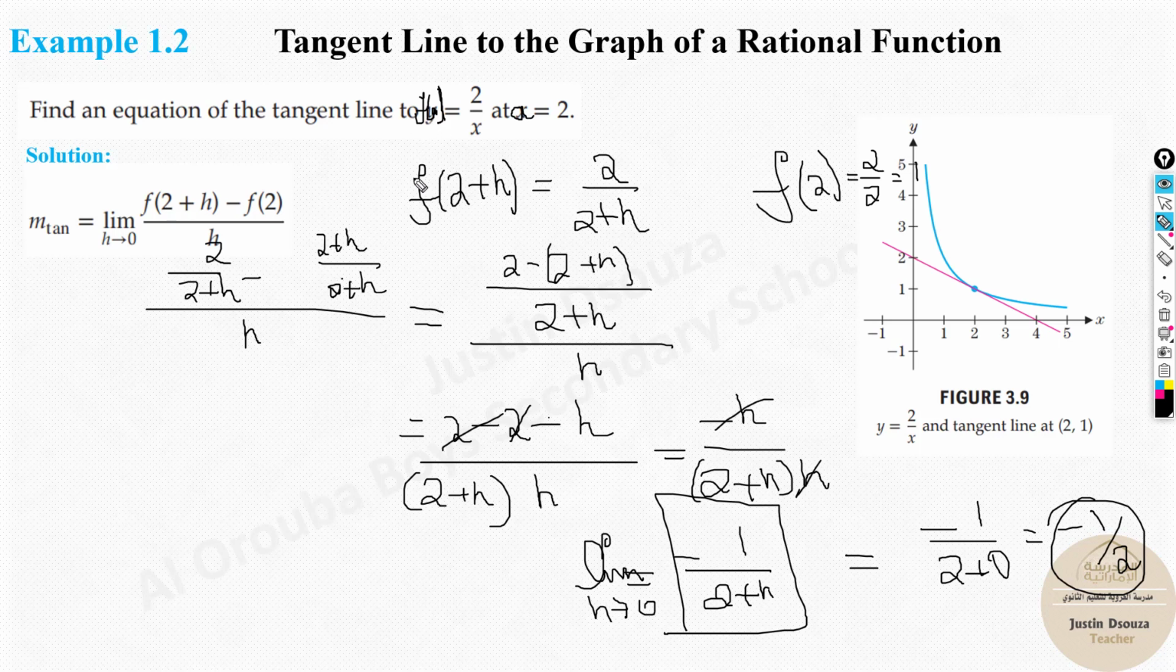So first you should see what is f of 2 plus h. That was 2 divided by 2 plus h. And what was f of 2? Here we got 1. Then we just combine these two to solve. If you're getting confused over here, it's fine. I'll just put it in the calculator and I'll show you.